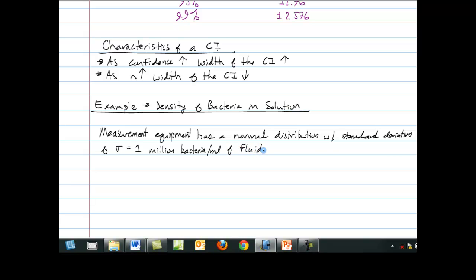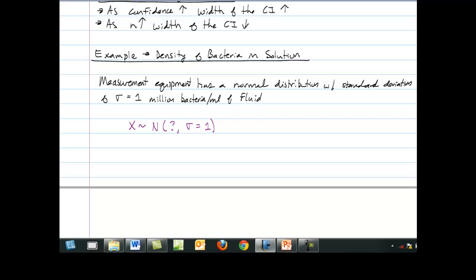So again, I always think it's a good idea to abbreviate this. So I'm going to use X to represent the number of bacteria. X is distributed normally, it says, normal distribution. The mean is not known, but I do know the sigma is equal to 1. Now what we're doing from here is we are going to take 3 measurements. Based on these 3 measurements, the first measurement I get is 24, so we'll call that X1. X2 is 29, and X3 is 31 million bacteria per mL.